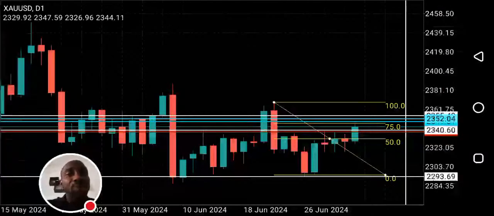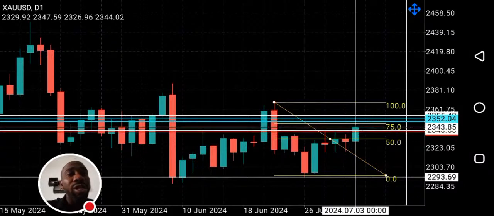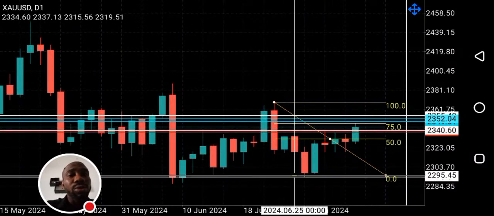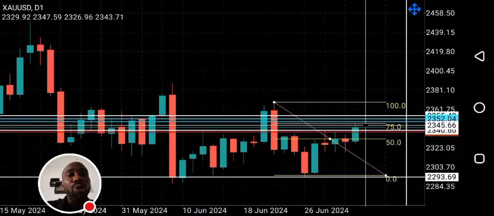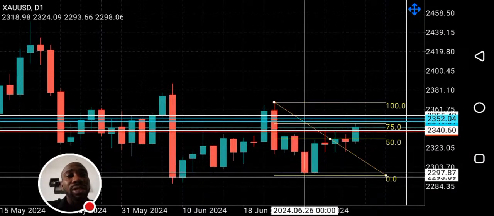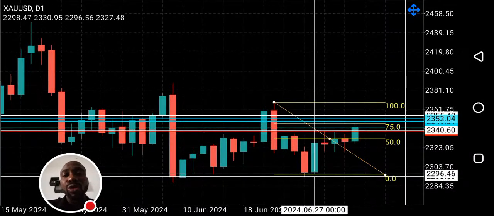If I'm selling gold, I might hold it till this low. If I see a good sell setup on gold, I might hold the trade until this liquidity is cleared. That's my expectation on gold between now and Friday.